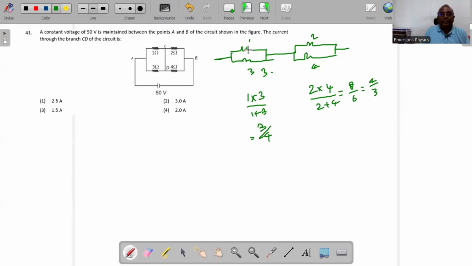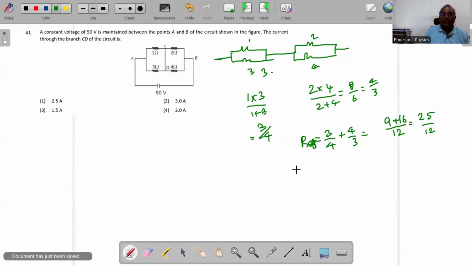Right. Now these two are in series. So what is the effective resistance? 3 by 4 plus 4 by 3 is the effective resistance, which is equal to 9 plus 16 over 12, which is 25 by 12. So the effective resistance is 25 by 12. Okay, let it be the effective resistance.